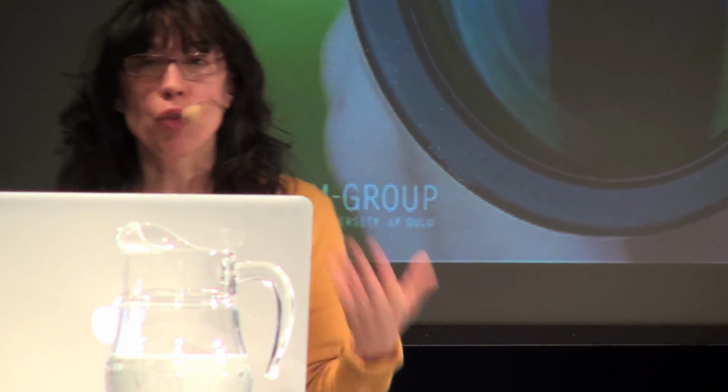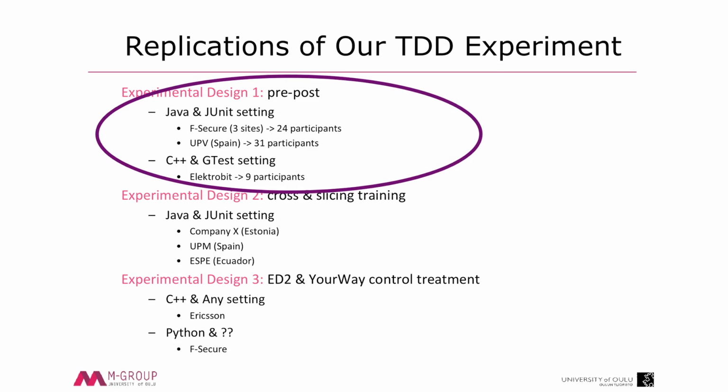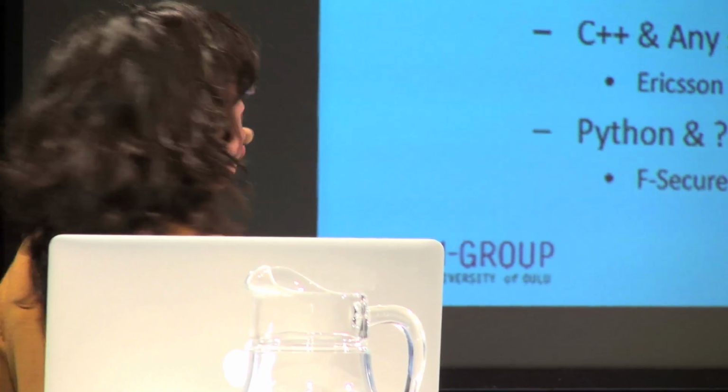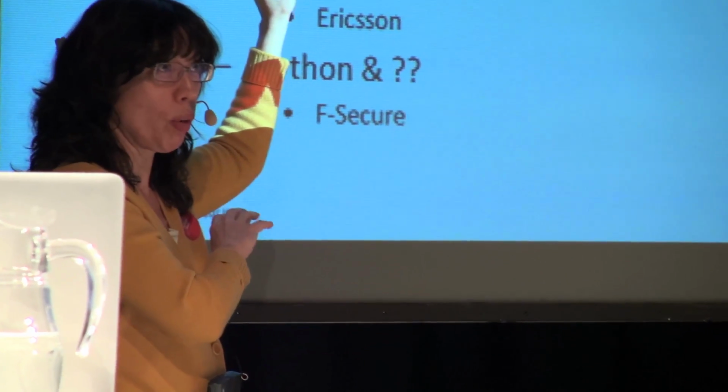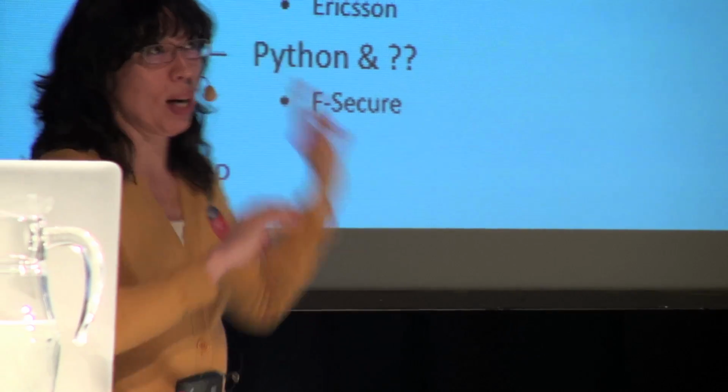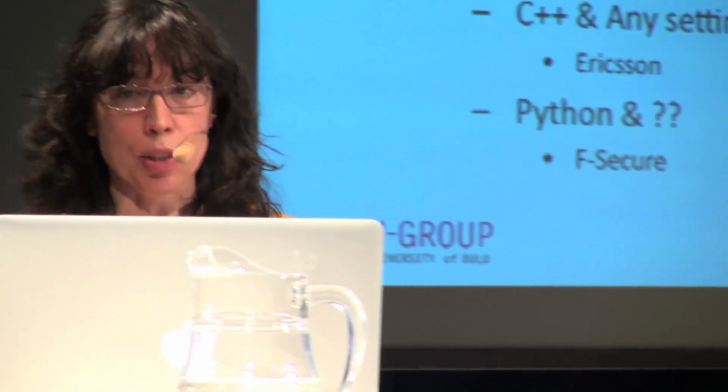So we have replicated the experiment. That was one of the aims of the project. In fact, we have already run the experiment in 6-7 other sites, both universities and companies. I am going to show you the results for the other replications of exactly the same experiment as the one we ran in F-Secure. We ran that experiment also at Electrobit.